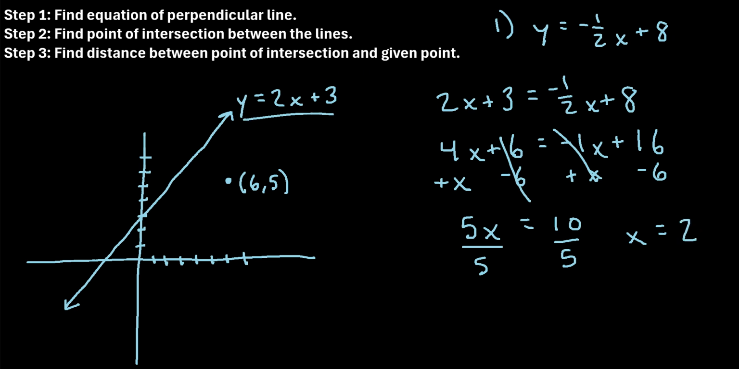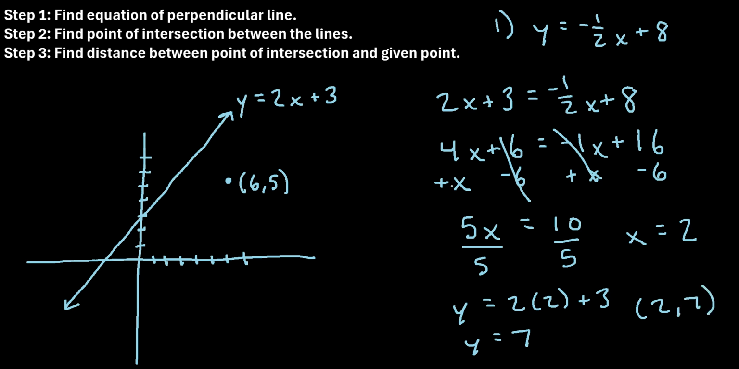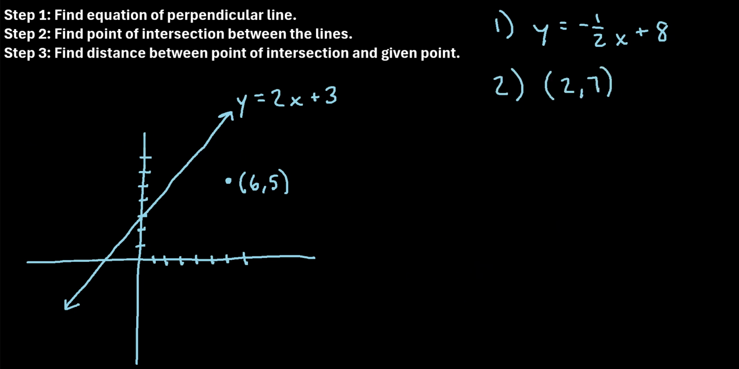Now we just need to plug that into either this equation or this equation and solve for y. So let's plug it into this equation. We get y equals 2 times 2 plus 3. So y is equal to 2 times 2 is 4, plus 3 is 7. So the point of intersection is (2, 7). That's where this perpendicular line and this line right here intersect.